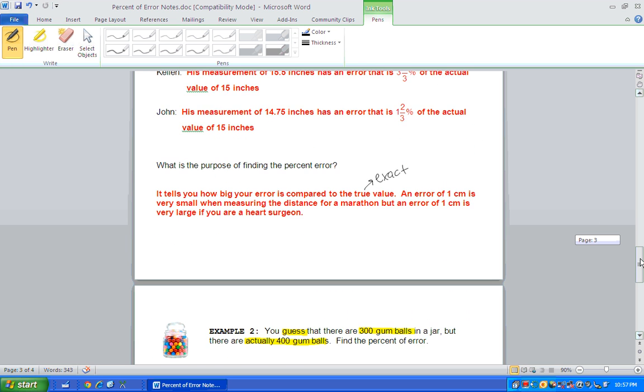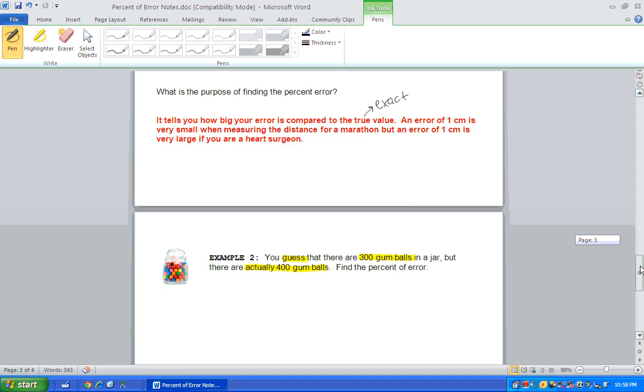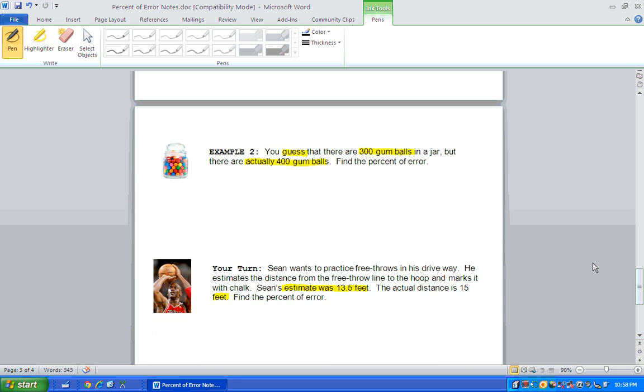The last part of our notes, I'm going to do one example with you, and then you're going to try 2 on your own. So example 2, you guess that there are 300 gumballs in a jar, but there are actually 400 gumballs. Find the percent of error. Well, we have to remember that percent of error equation. And remember that's the absolute error. And to find absolute error, you do the approximate minus the exact in the absolute value symbol. And then we're going to divide by the exact value. And finally multiply by 100 to change it to a percent.